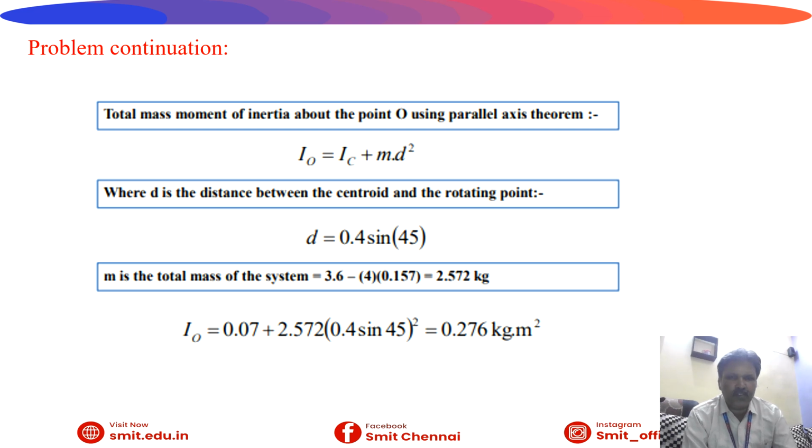And finally I_O equal to, that is the first step, what is the formula we have discussed, again we have to apply here: 0.07 plus 2.572 into (0.4 sin 45) the whole squared, which is equal to 0.276 kg meter squared.